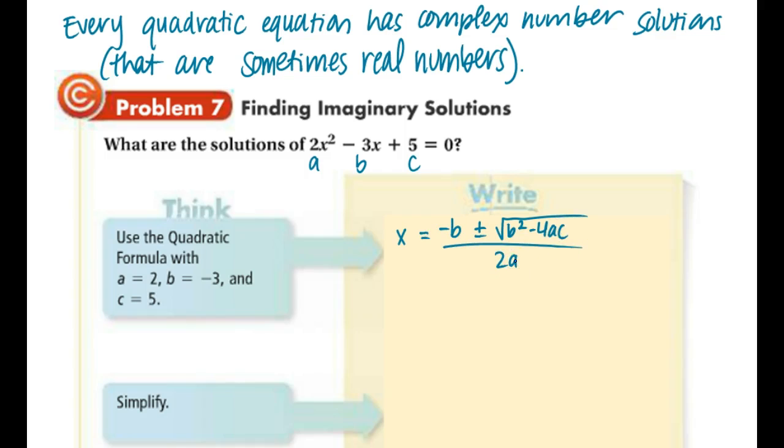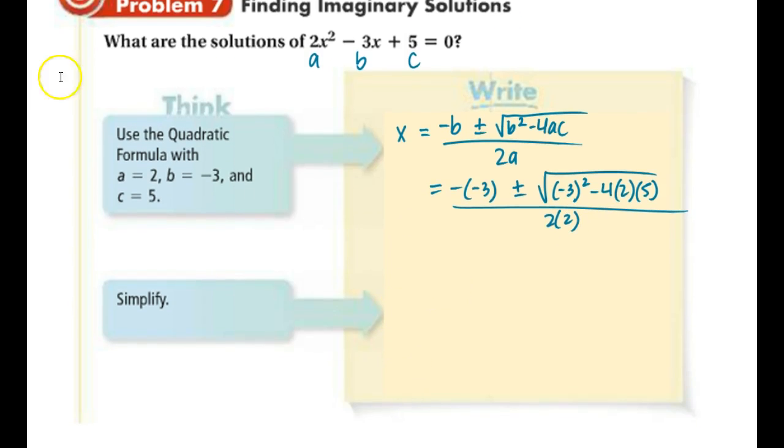From there, I'm going to substitute in the a, b, c values. So I have minus a -3 plus or minus the square root of (-3) squared, make sure you use parentheses, minus 4 times 2 times 5, all over 2 times 2. Now let's simplify that and figure out what our solutions are. So we have positive 3 in front, and then when you combine everything under the radical, you get 9 minus 40, which is -31. So we have the square root of -31 all over 4.